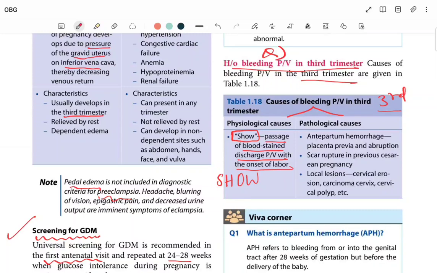Now moving on to the pathological causes. The pathological causes are antepartum hemorrhage, placenta previa and abruption. These three are the important pathological causes for bleeding PV in the third trimester. Antepartum hemorrhage is due to placenta previa and abruption. Also any scar rupture in case of previous cesarean pregnancy, and any local lesions like cervical erosion, carcinoma cervix, cervical polyp, etc.